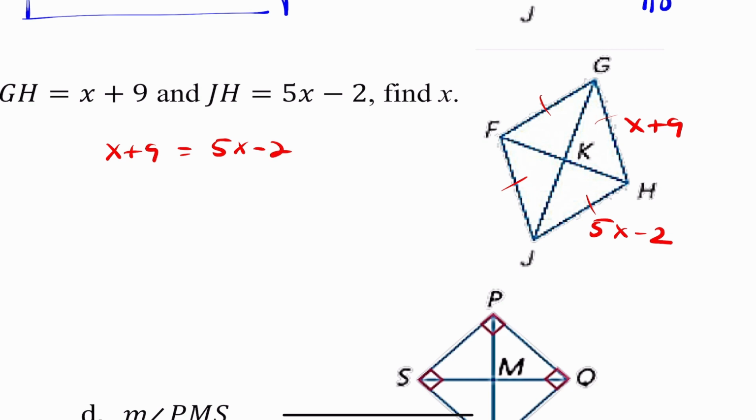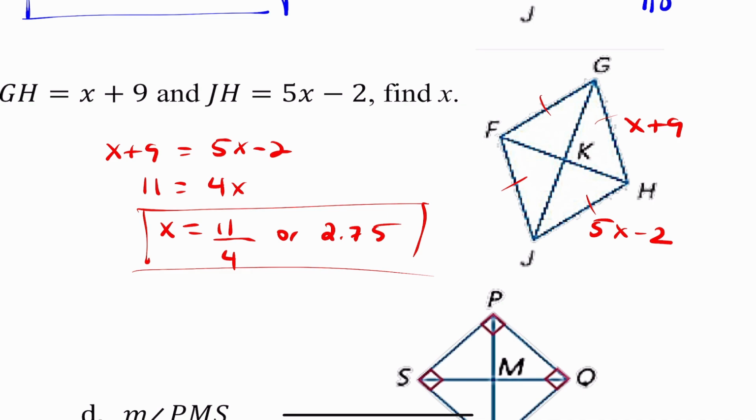So if I do the math, 11 is equal to 4x, and then x is equal to 11 over 4. Or if you want that as a decimal, you can say 2.75. That could be your answer as well. And that's pretty much it for that one. Okay?